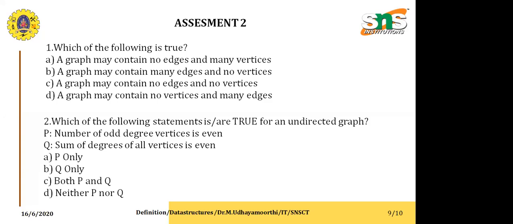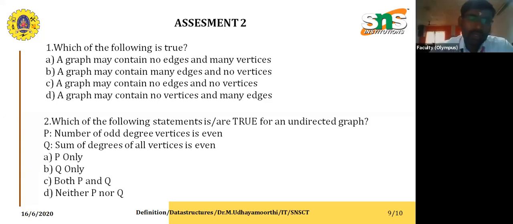So go to the second question. Which of the following statements is true for an undirected graph? Read the question. For an undirected graph, which one of the following statements is true? The number of odd degree vertices is even. The sum of degrees of all vertices is even.